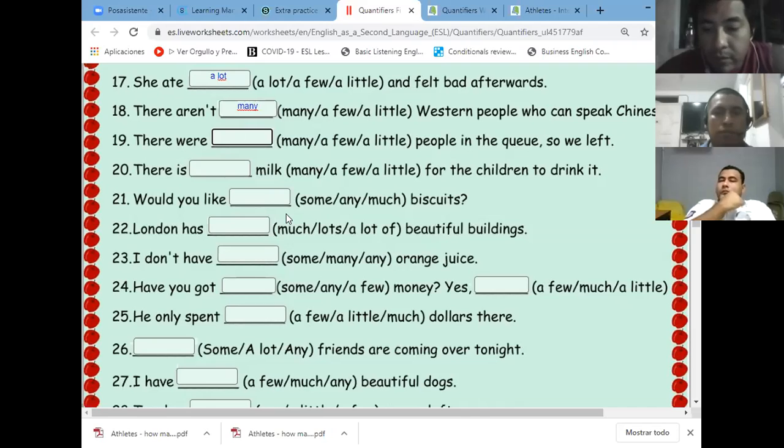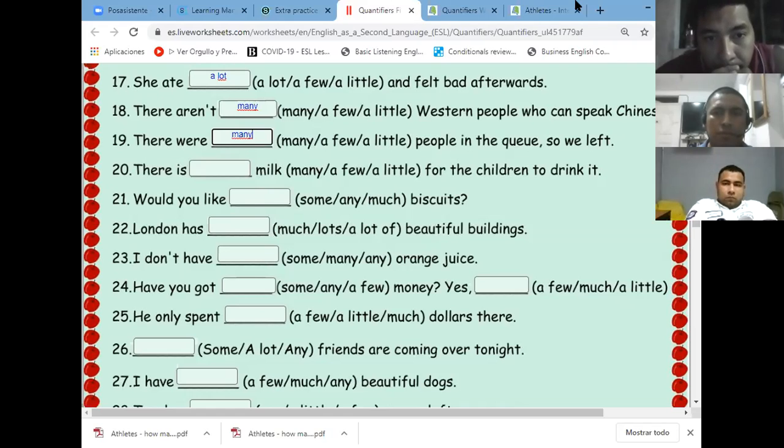What is the context telling you? So we left. Al final se fueron. So what happened? Why? Okay, there were many people in the queue.